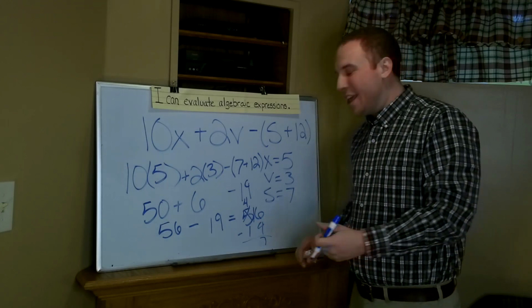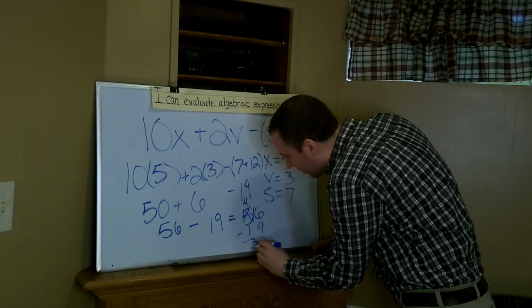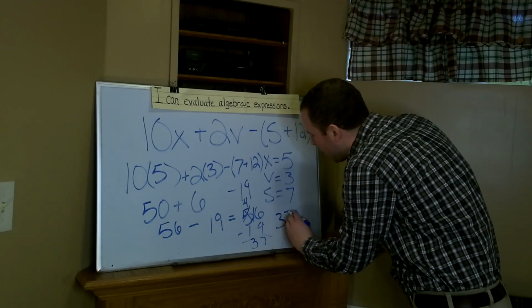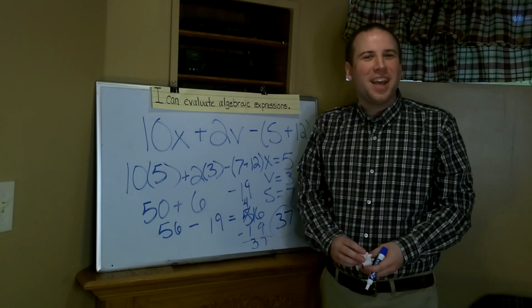And 4 minus 1 is 3. Very good. So, 56 minus 19 is what? The answer is 37. Thank you very much.